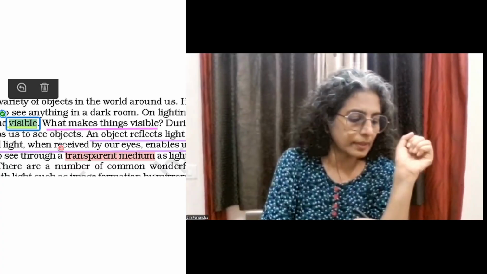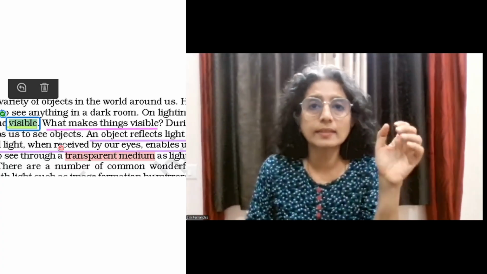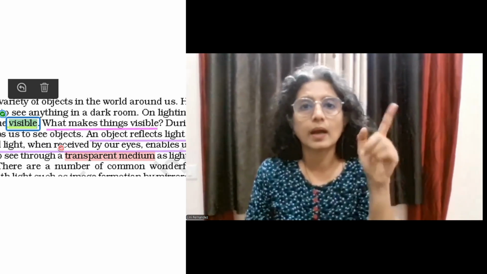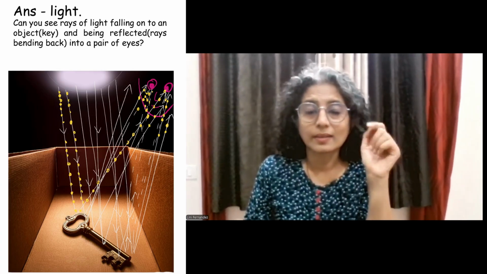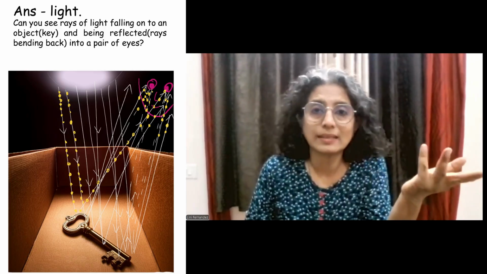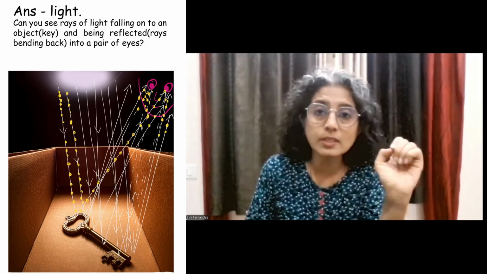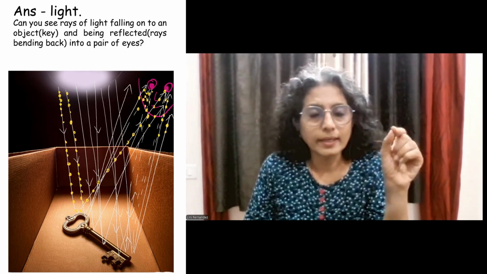So let me read that question again. What makes things visible? Answer is light. You might say it's the eyes. Eyes help you to see only if an object is visible. Now the answer is right.